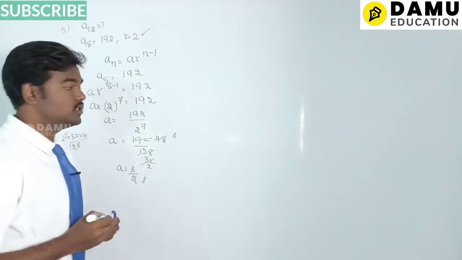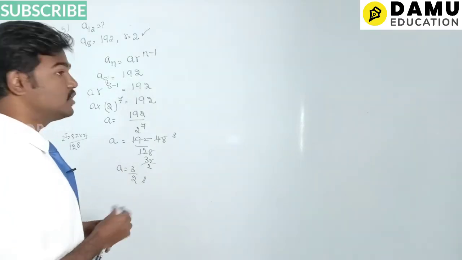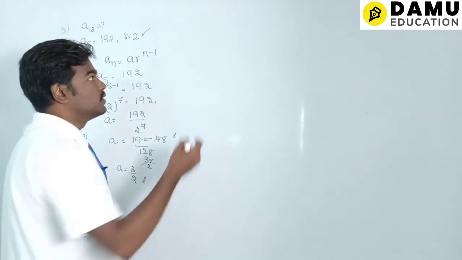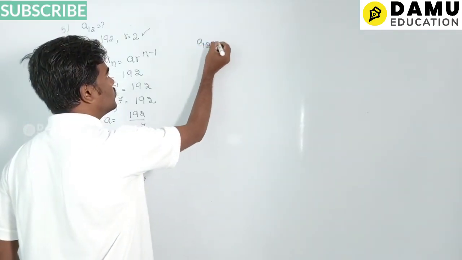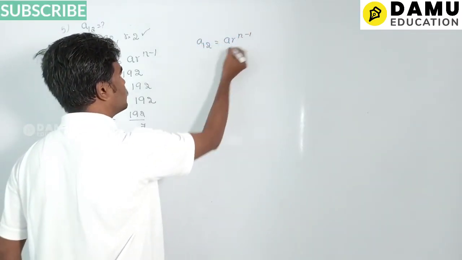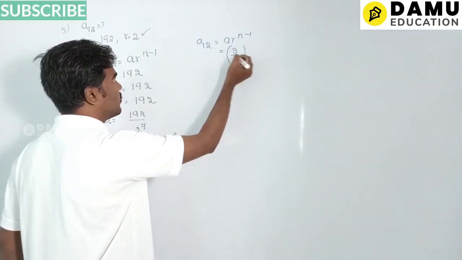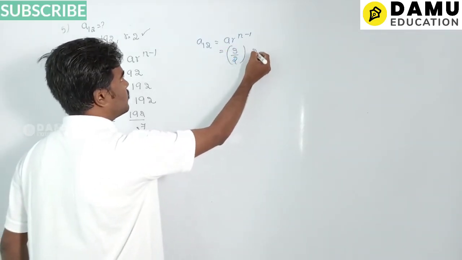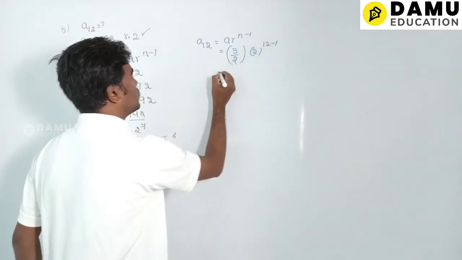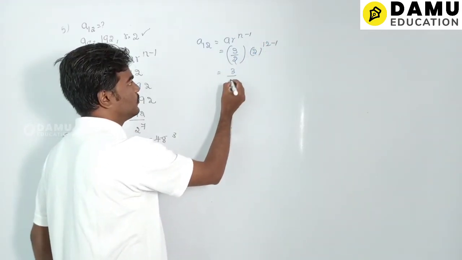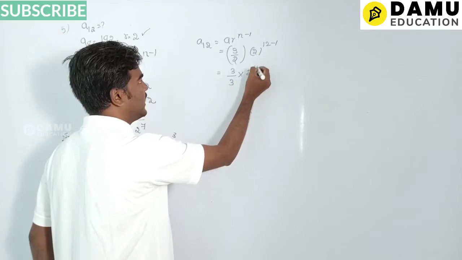Now we have to find the 12th term. So what is a12? a12 will be equal to a r power n minus 1. As we know, a will be equal to 3 by 2 and r will be equal to 2, so 2 power 12 minus 1. So we can do 3 by 2 into 2 power 11.